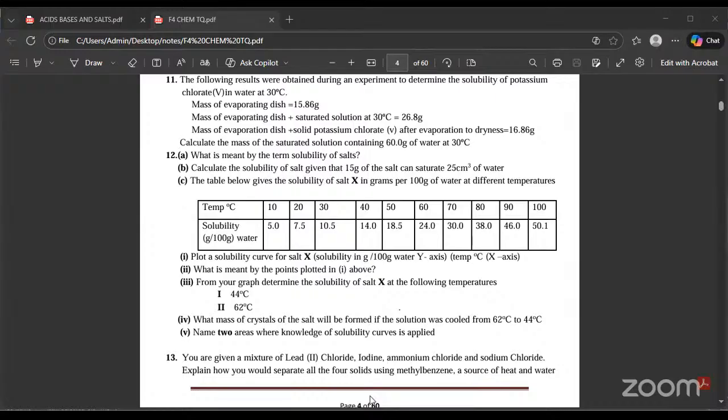I don't know if you can see it on the wall. Post on the wall here, private student. Let us do question number 12. The reason why I wanted this one is because it has a graph. I wanted something that has a graph only before we go to fractional crystallization.